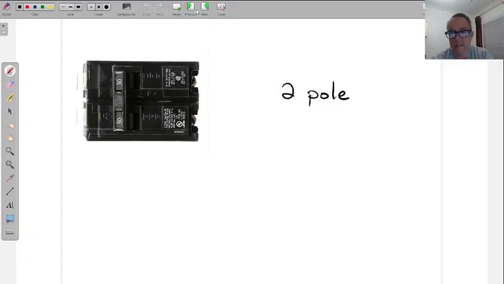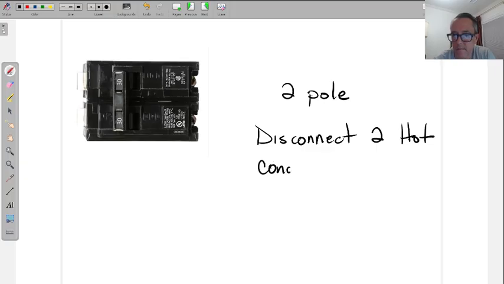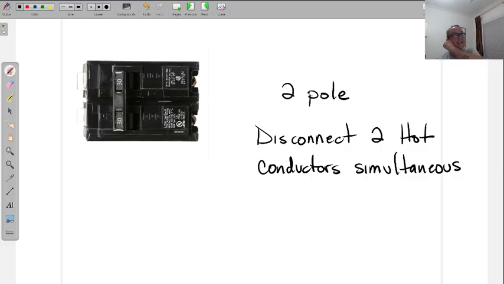Now, this one is going to disconnect two hot conductors simultaneously, or at the same time. I'll use the word simultaneous. I think I spelled that right. And the code demands this of us sometimes on some circuits. Sometimes on some circuits, the code needs us to disconnect both ungrounded conductors at the same time.